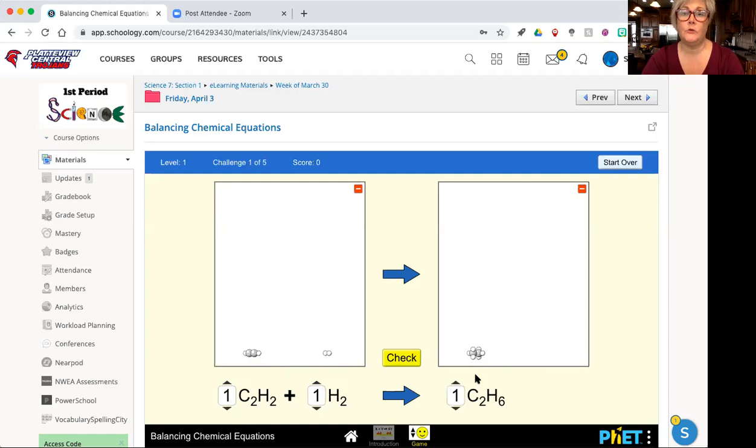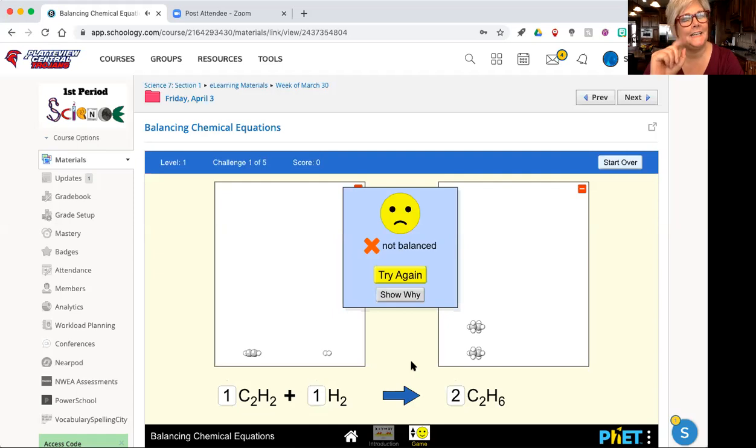Well, I'm going to get it wrong on purpose just so that I can show you what it looks like. Okay, I'm going to say I need, I'll make sure I get it wrong. I think I need another molecule of that to balance. So you're going to make your choice and then check. Didn't get it right, so that means I need to try again.